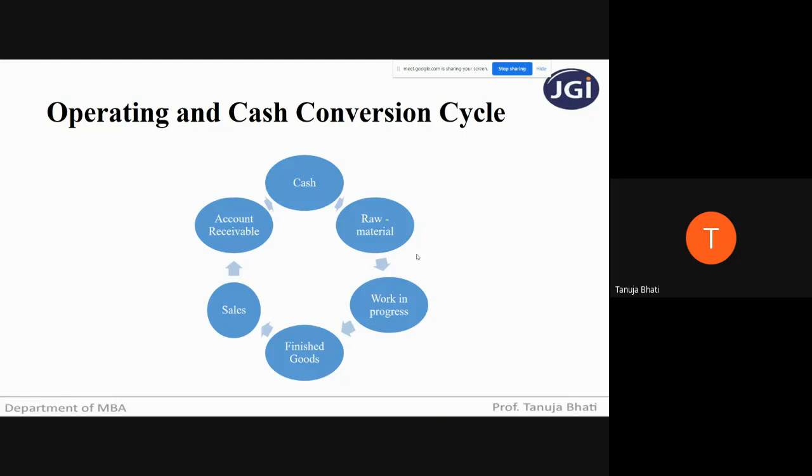This is the process in which the raw materials are getting converted into work in progress, into finished goods. Finished goods are getting sold. Then debtors come into the picture. Again, you're receiving cash from the debtors, and so on. So this is a complete cycle which keeps on going in every enterprise.